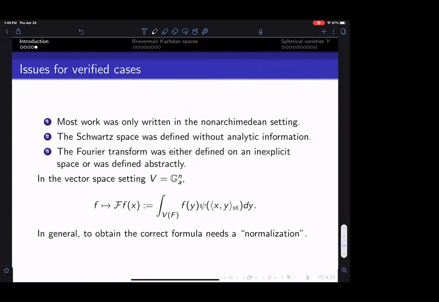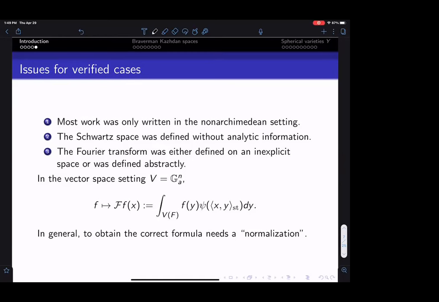So the issues of these verified cases is, one is that most work was only written in a non-Archimedean setting. People focus on establishing the statements for the non-Archimedean setting, and they expect that in the Archimedean setting, the notions can be similarly generalized and stated, but the results or the precise statements were never rigorously written down.